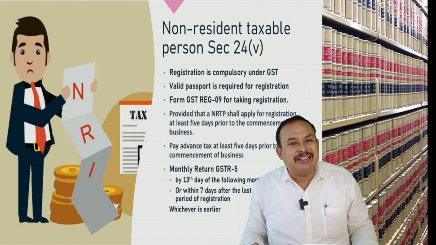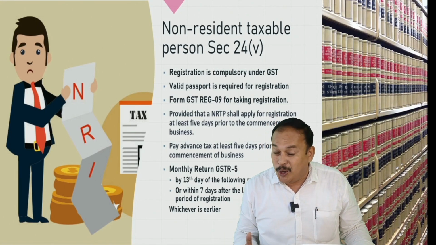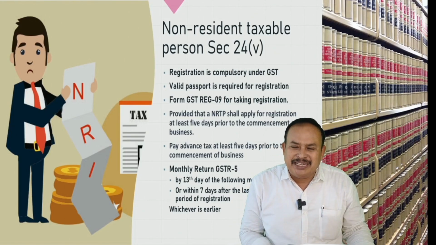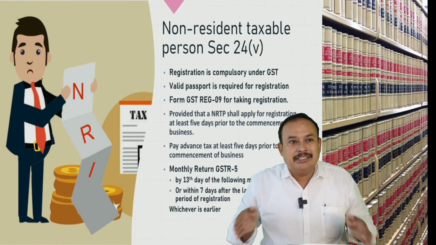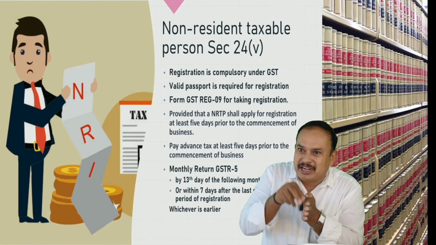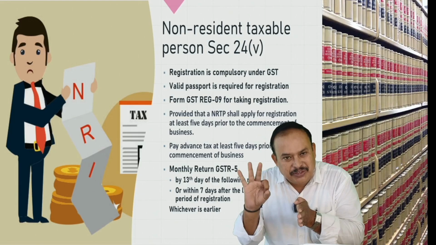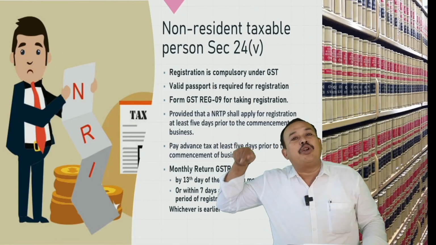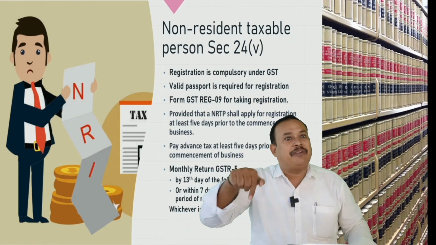The time period for filing GSTR-5 is the 13th of the following month or 7 days from the date of expiry of the registration, whichever is earlier. Now, today is the 18th of April and the expiry is taking place. The 7 days count again from the next day: 19th April, 19th, 20th, 21st, 22nd, 23rd, 24th. By the 24th of April, I can file the GSTR-5 for the month of April.